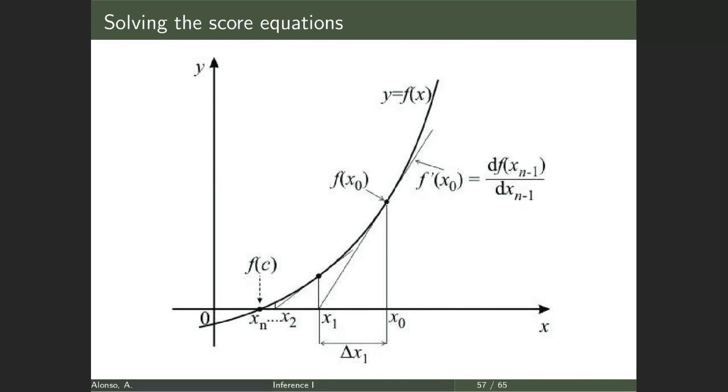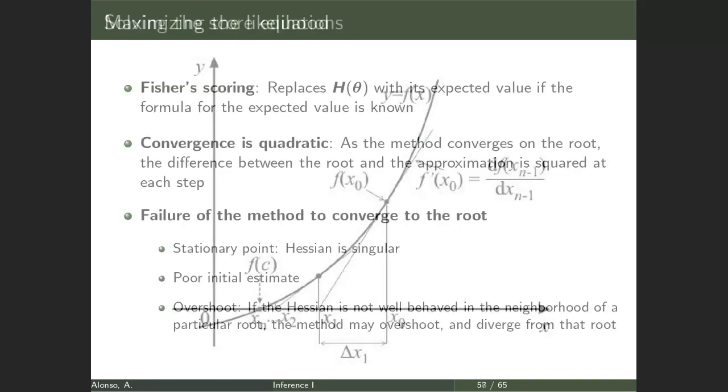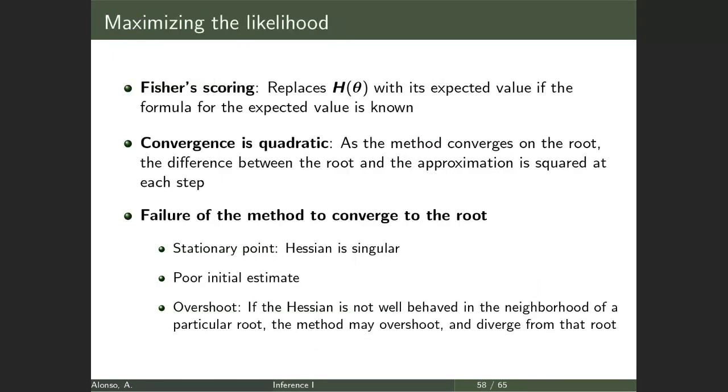And as you can see, looking where the lines cut the x-axis, you get closer and closer to where the curve actually crosses the x-axis, so to the root of the equation. That's Newton-Raphson. Now, there's also another procedure called Fisher scoring. The only thing Fisher scoring does is replace the Hessian in the algorithm with its expected value. But then, of course, you need to have a theoretical expression for that expected value. If you have it, then you can program that. Instead of using the Hessian, you use the expected value of the Hessian. That is another algorithm called Fisher scoring.